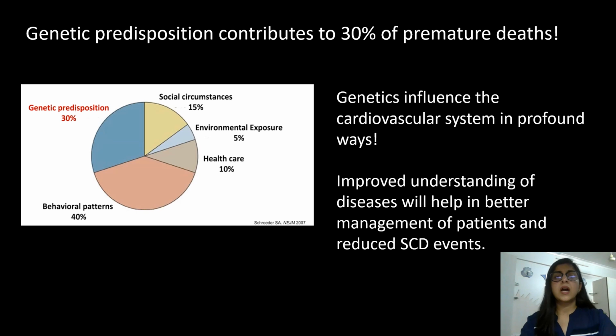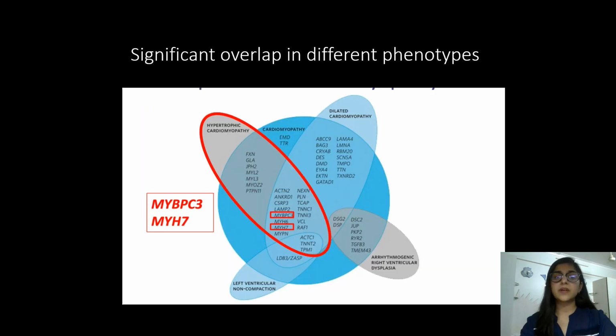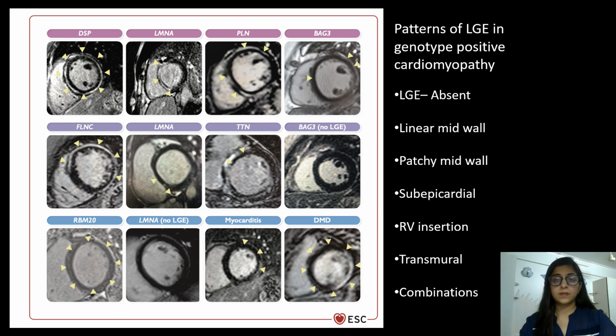Genetic predisposition contributes to 30% of premature deaths. Genetics influence the cardiovascular system in a profound way. Improved understanding of diseases will help in better management of patients and reduce sudden cardiac death events. There is a significant overlap in different phenotypes. So, this was a similar study that was published by the European Society of Cardiology, where we saw patterns of late gadolinium enhancement in genotype positive cardiomyopathy.